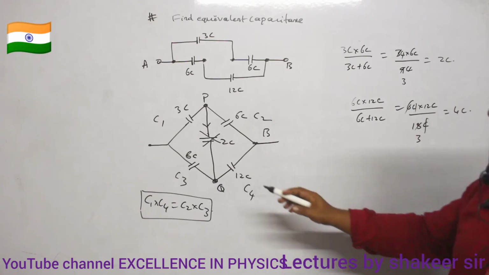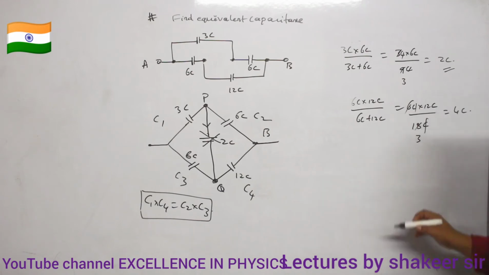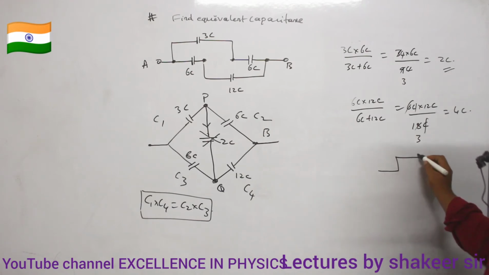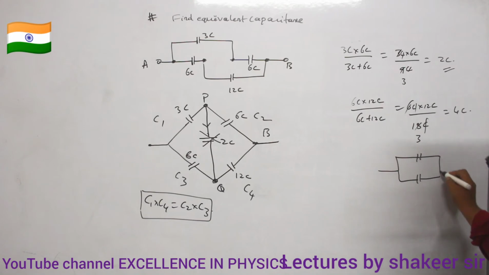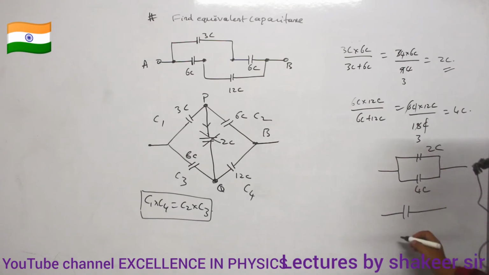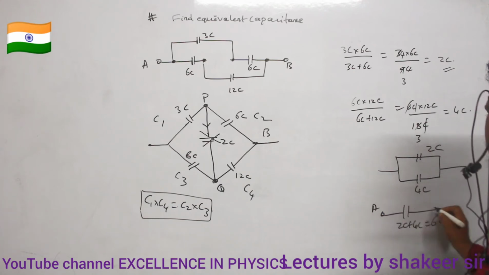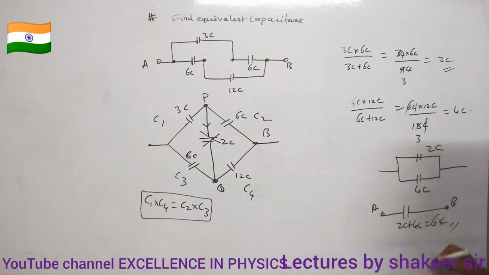Clear? So in the upper branch of the circuit, the capacitance is 2C. In the bottom branch, it is equal to 4C. Next, this 2C and 4C are again connected in parallel. Okay? So this is 2C, this is 4C. So what is the total equivalent capacitance? 2C plus 4C is equal to 6C. So this is the equivalent capacitance between points A and B.